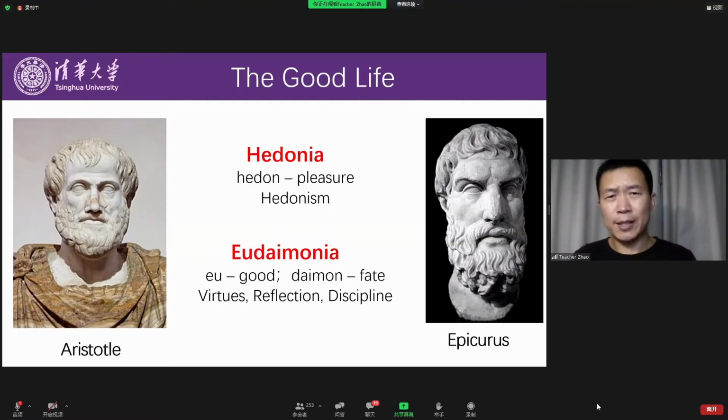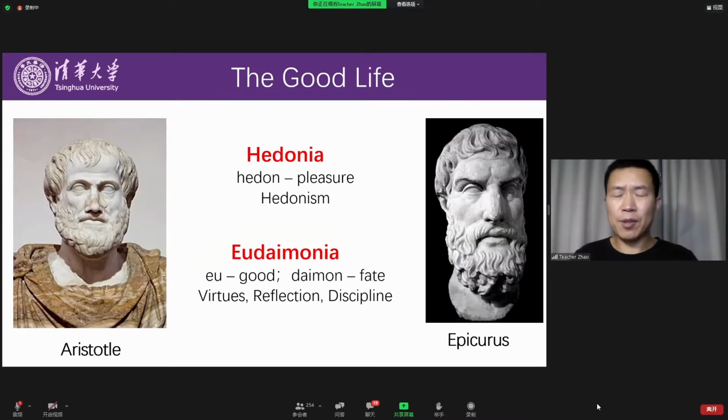They argued that a good life is called eudaimonia. Eu actually means good, and daimon means fate. So what is a good fate? Aristotle believes it came from virtues. So you have to find your virtues and improve them to make yourself a better person.